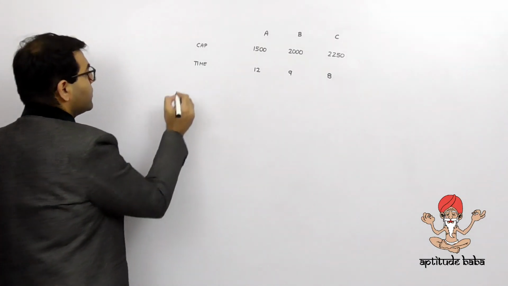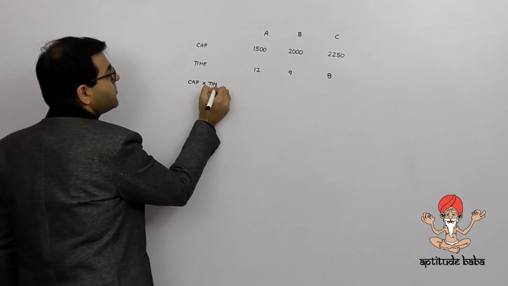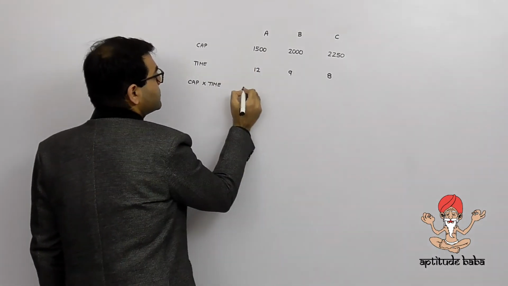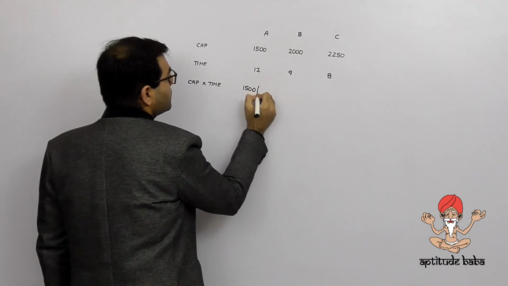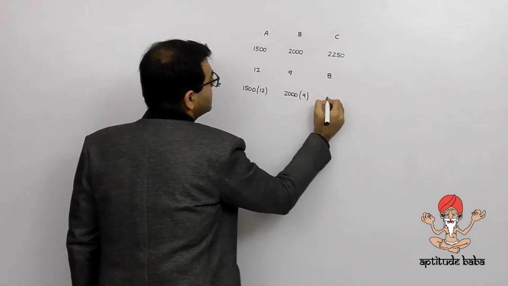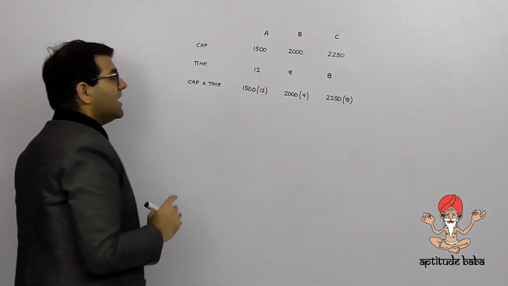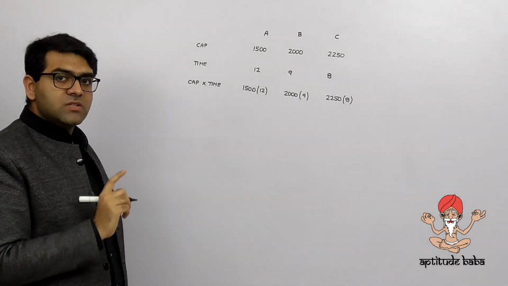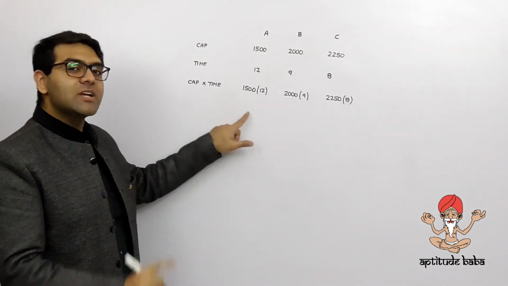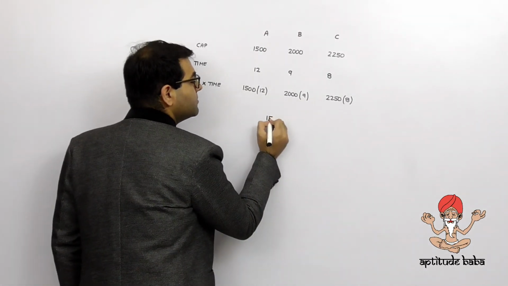So in the next step, I'm going to take the product of capital investment and time investment. For A, the product of capital investment and time investment is going to be 1500 into 12. For B, this will be 2000 into 9. And for C, it will be 2250 into 8. As far as the ratio of profit division is concerned, profit उसी रेशियो में डिवाइड होगा जिस रेशियो में उनका कैपिटल और टाइम का प्रोडक्ट है. सो अगले स्टेप में मुझे बस ये तीन वैल्यूज को रेशियो में लेकर सिंप्लीफाई करना है.